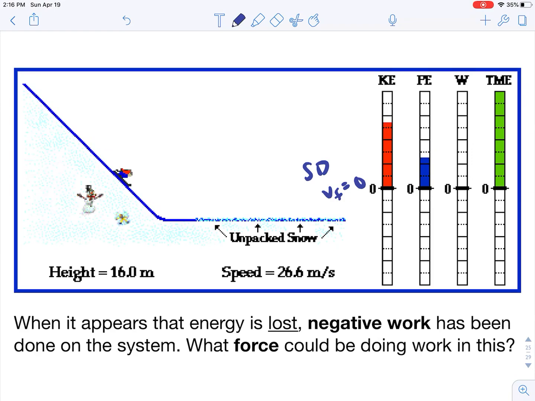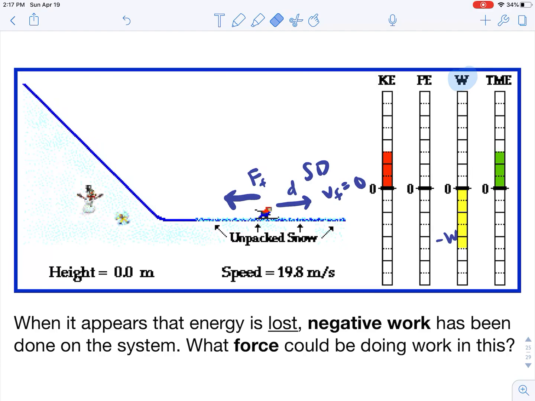So at first you're going to notice the mechanical energy is not changing. He hasn't lost any energy, but when he hits that snow, this W bar ends up lighting up. It's underneath zero, so we can assume negative work is being done, which means energy is being taken out of the system. What force could be causing this work? Well, unpacked snow has more friction than packed snow, so we are going to call this a frictional force. And since he's moving this way and the frictional force is acting the other way, we know negative work is happening, causing him to lose that energy.